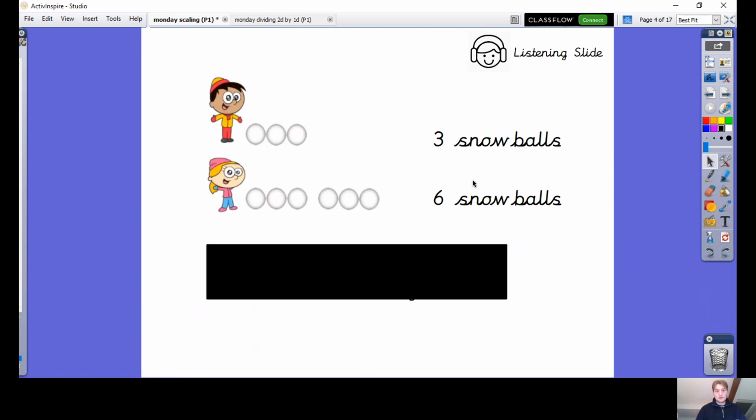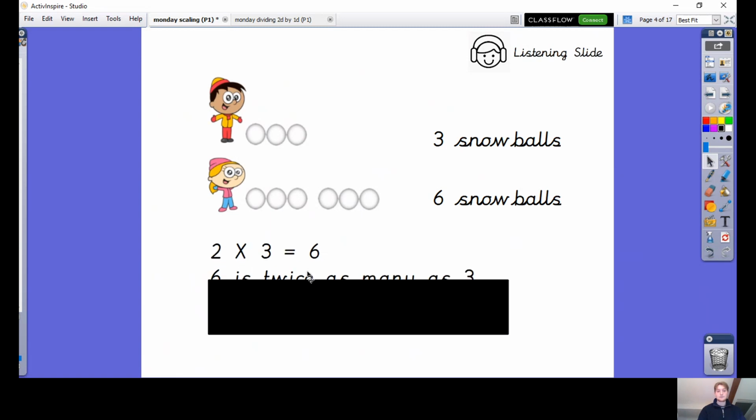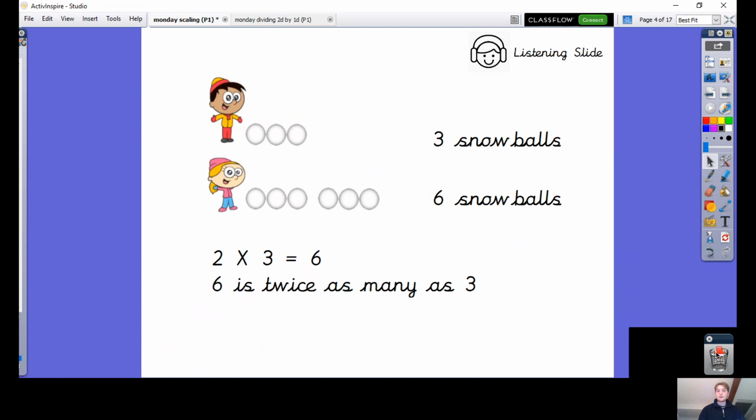Well, let's find out. So, the boy had 3 snowballs, like he said. If you counted up, the girl had 6 snowballs. We know that double 3 is 6. Okay, and we can see that in different ways here. So 2 times 3, again, the same as double 3, is 6. Ooh. 6 is twice as many as 3. So again, can you see we're using different ways of saying that 3 is doubled? 3 is times by 2. 6 is twice as many as 3.